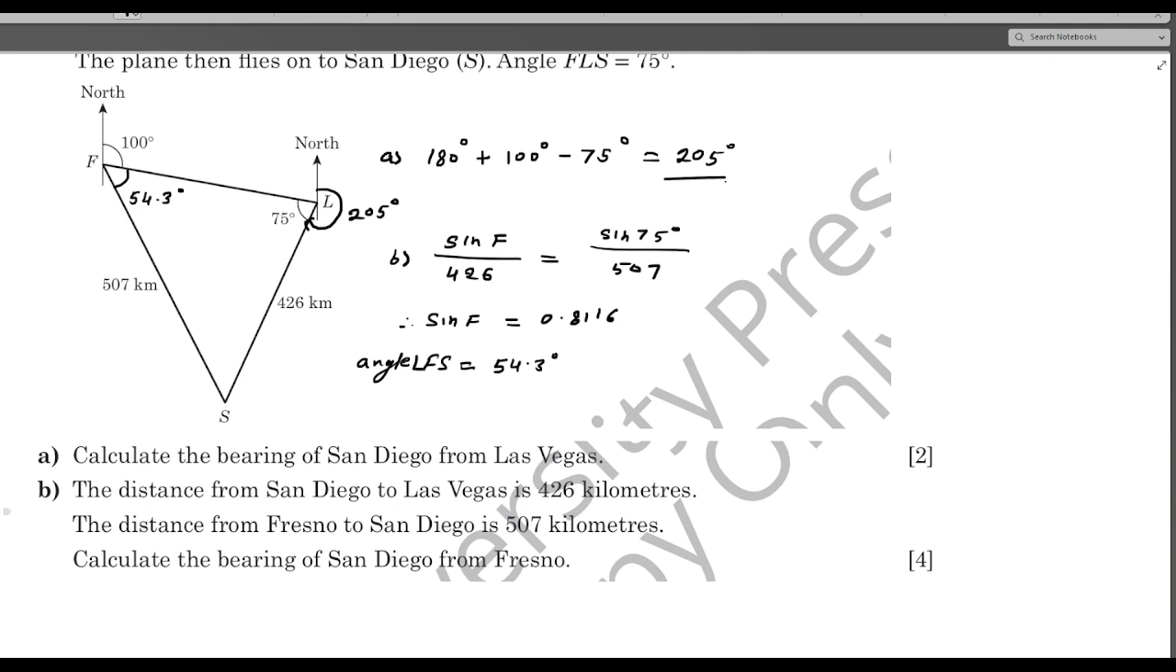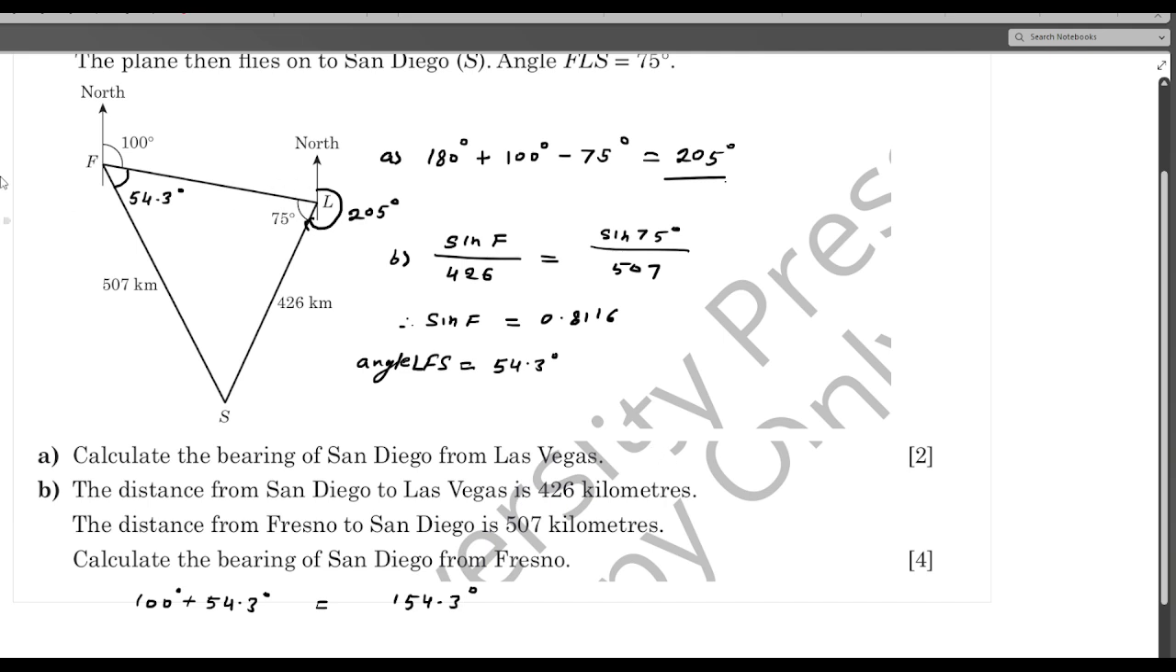Therefore, the bearing of San Diego from Fresno is 100 plus 54.3 degree, which is equal to 154.3 degree. 154.3 degree is your answer. Whenever you are writing an angle, whether it is a problem related to bearing or any other problem, if nothing is mentioned, your answer should be in one decimal place.